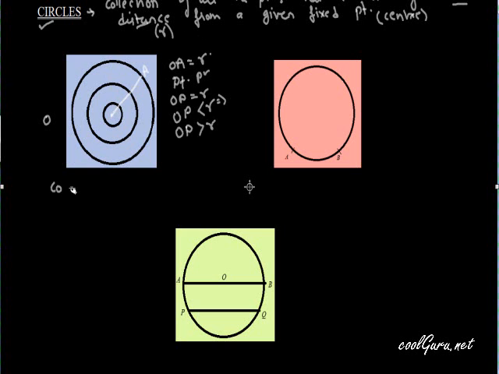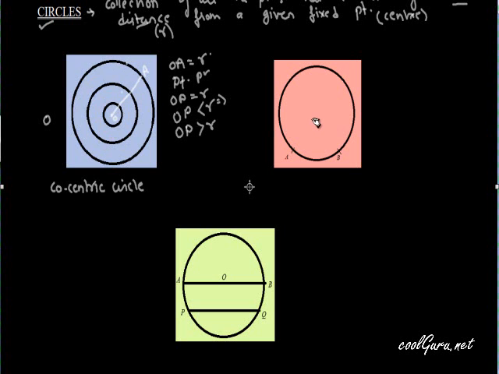What do we mean by concentric circles? Co means same, centric circles. That means all the circles having the same center. For example, these three circles which I have drawn all have this same center O. So these circles are called concentric circles, having the same centers.